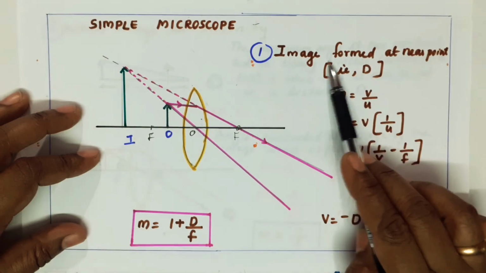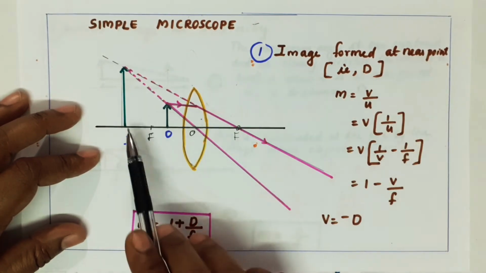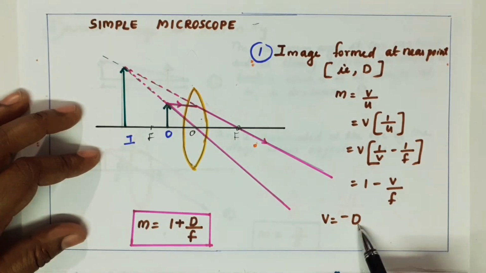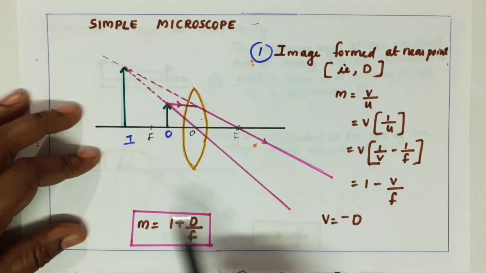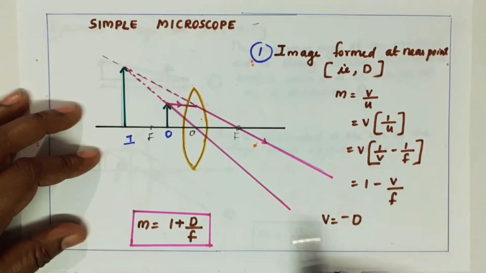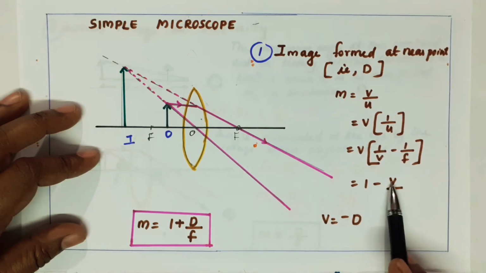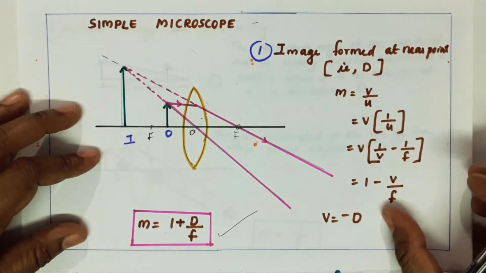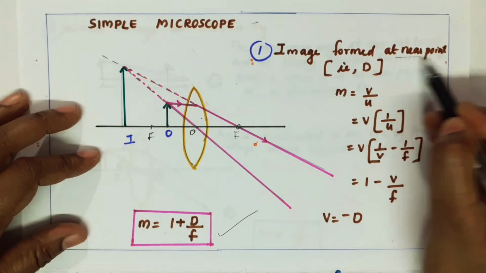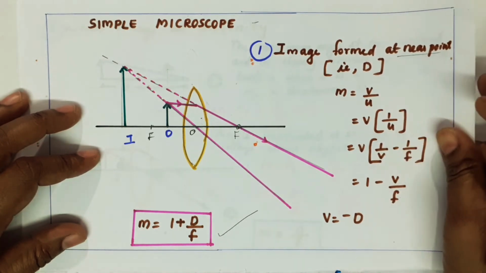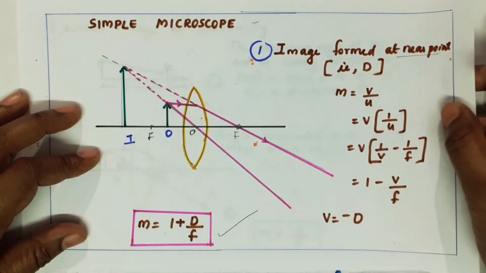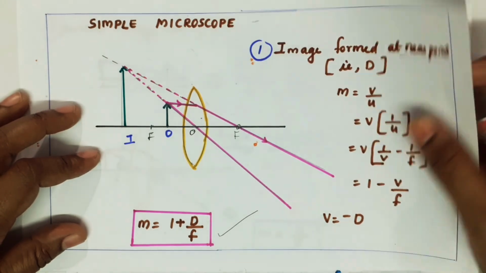What is the heading I have written? The image is formed at the near point. That means this point is the near point. So I am taking V as minus D. By sign convention, if V equals minus D, you will get the equation for M as 1 minus, minus and minus D, it becomes plus. So 1 plus D by F is the equation for magnification when the image is formed at the near point of a simple microscope. Clear? For a simple microscope, if the image is formed at the near point, what is the magnification? 1 plus D by F.